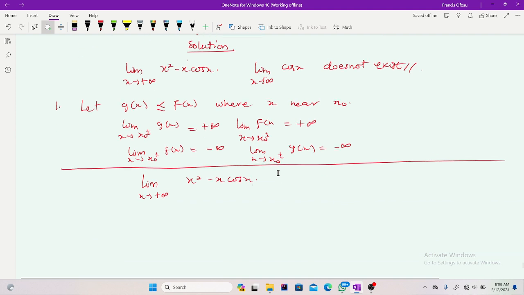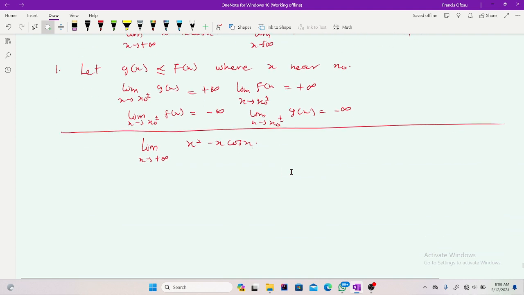Using the principle I just explained, the theorem, you realize that you need to get two functions to compare. You need a bigger one and you need a smaller one.